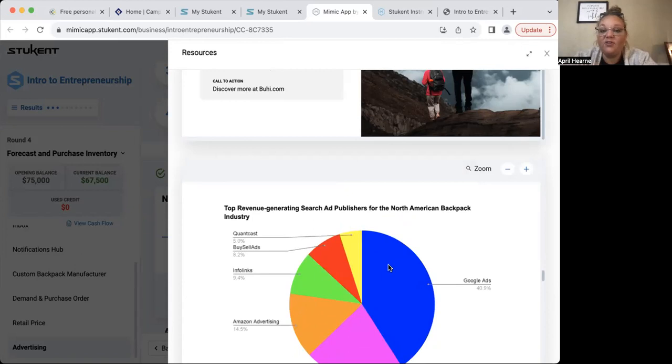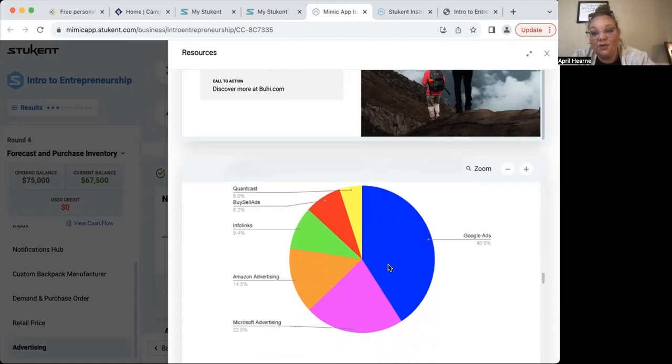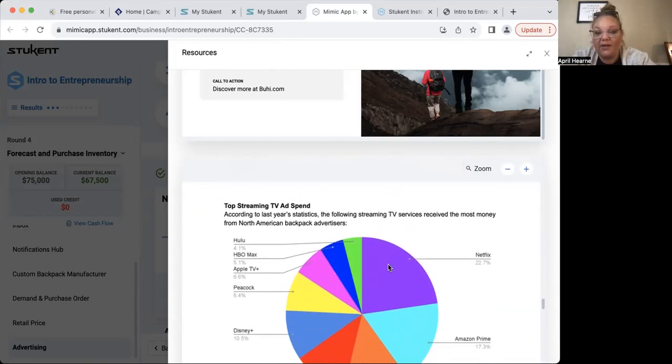Top revenue generating search ads. So search ads is one of our topics of advertising dollars spent. And you don't have to spend money in search ads if you don't want to. But if you did, you need to look at this chart first. Top 3 were Google Ads, Microsoft, and Amazon. That's important information. So go back and look at that.